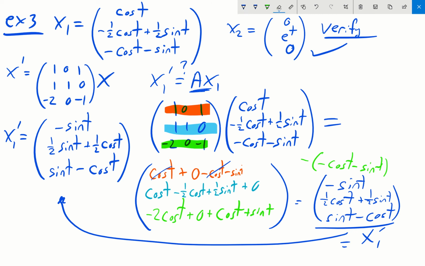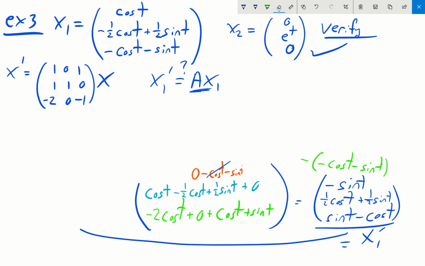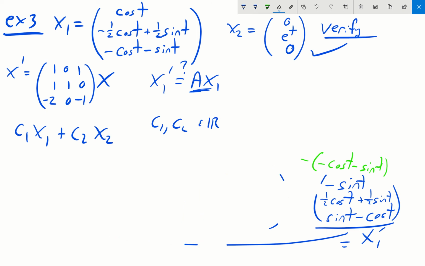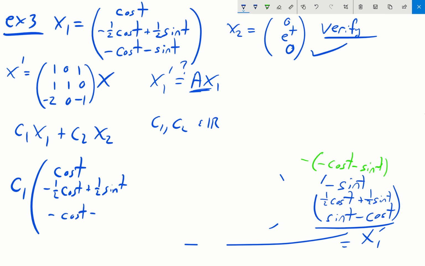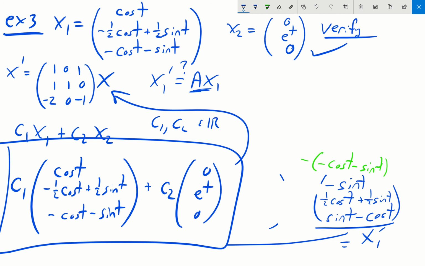And so we could ask, what is the big takeaway from this? Well, other than getting some practice verifying solutions to systems, what we can now claim via superposition is the following: c1 x1 plus c2 x2, for any constants c1 and c2 in the real numbers, is also going to be a solution to the system. So the following linear combination, c1 times (cosine t, negative 1/2 cosine t plus 1/2 sine t, negative cosine t minus sine t) plus c2 times (0, e to the t, 0), would also be a solution to this system.